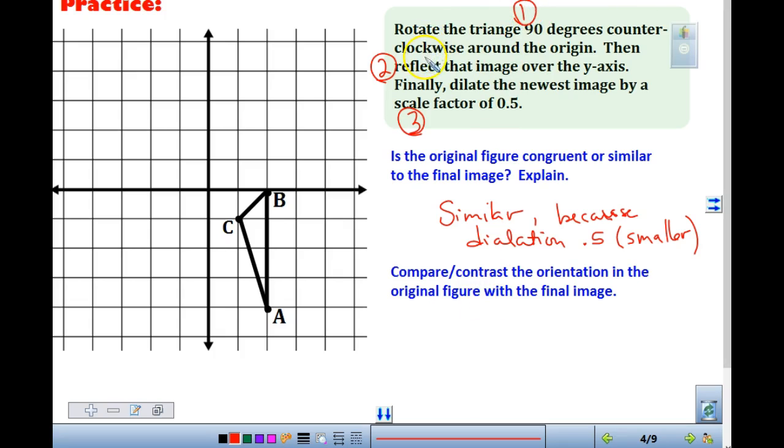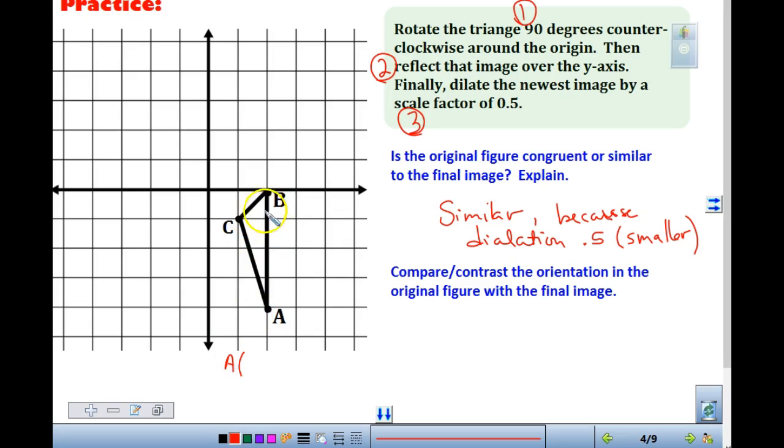So it says compare and contrast the orientation. We're rotating, we're reflecting, and changing size. Which one changes the orientation of those three? Do any of them change the orientation? Meaning we're going from A to B to C, which means it is counterclockwise, right, if we're thinking about this.